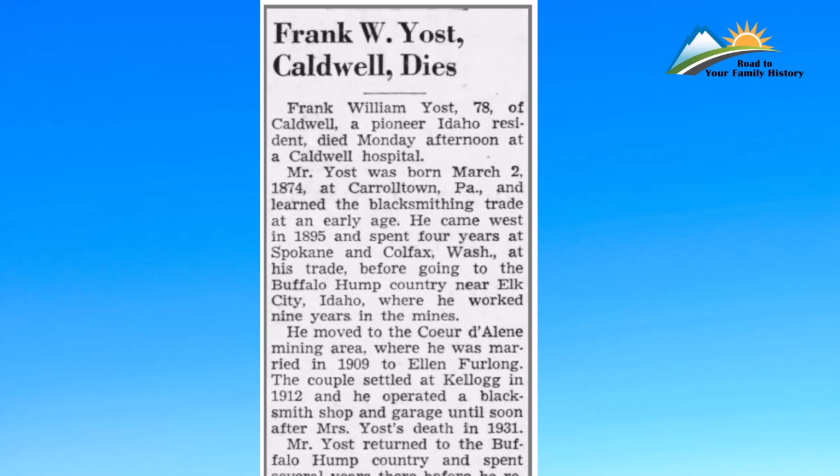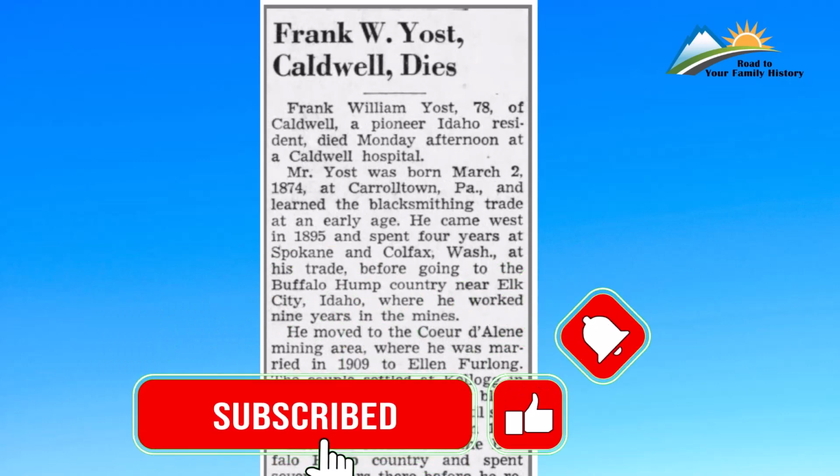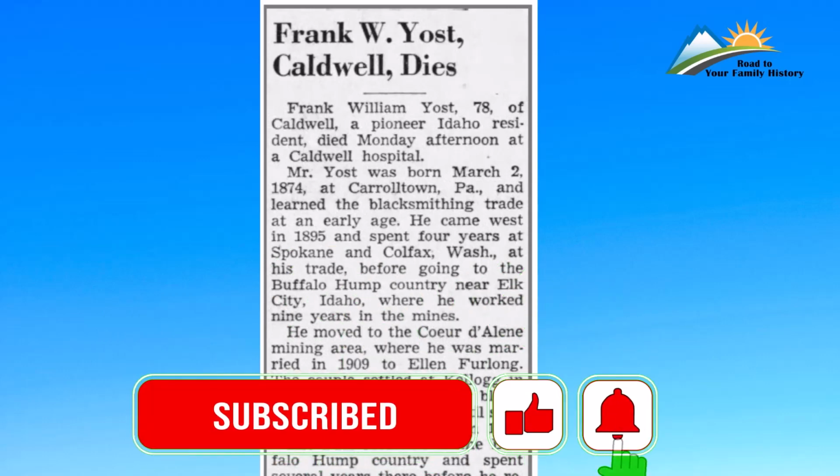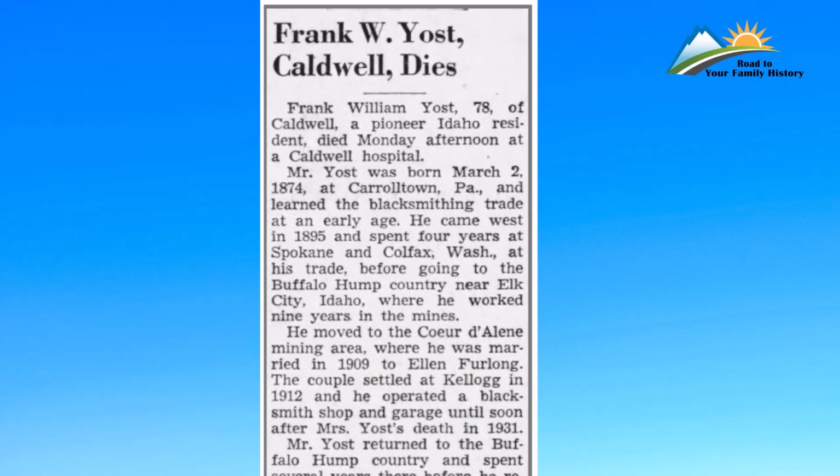Now, like I said, sometimes an obituary may only have the age of the person who died. So you'll need to backtrack from 1952 and see what year he died. And it says he lived in Caldwell, that is in Idaho, and that he was a pioneer Idaho resident, and that he died Monday afternoon at a Caldwell hospital. Now, they might not give a specific date that he died, or they might even give a specific date. In this case, it was Monday afternoon, and this was a Tuesday edition of the newspaper, so since this was from November 11th, he died on November 10th. There you go.